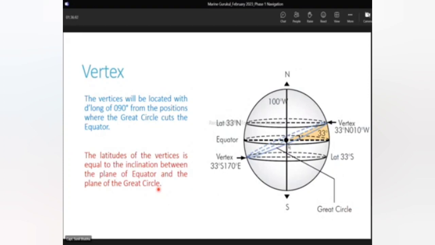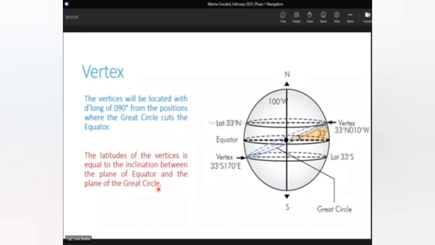Right? Do you agree? Sir, on that point, I have some problem of imagination, sir. It will be midway, on that point of vertex, right? That's right. It will be exactly midway between the equator crossing points. So if the vertex is exactly midway and the d long between the equator crossing points is 180, the vertex has to be 90 degrees d long away from the equator crossing points. Correct beta? Yes, sir. Very good. Any more doubt beta?